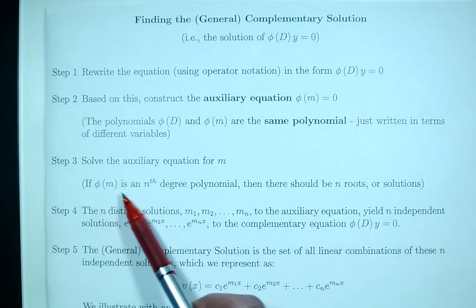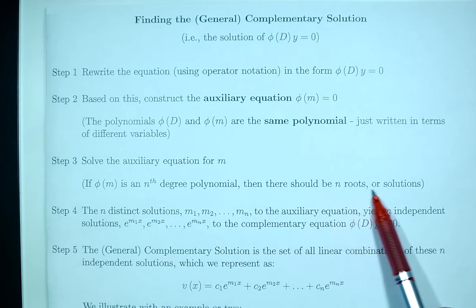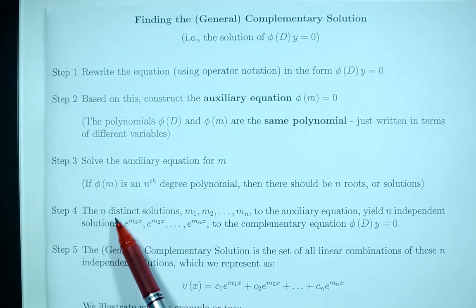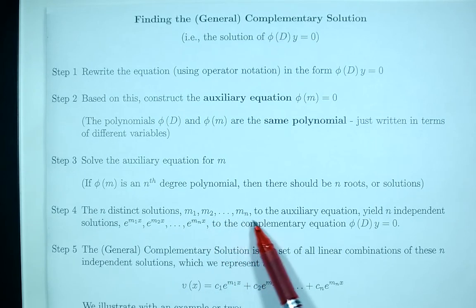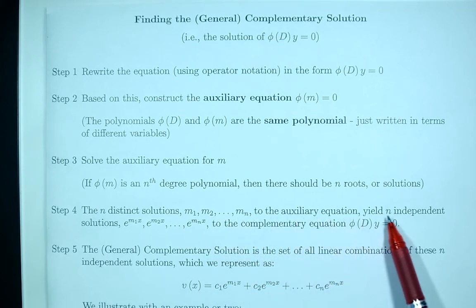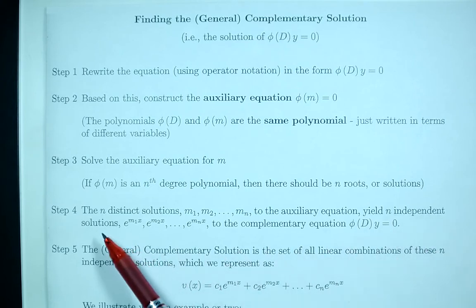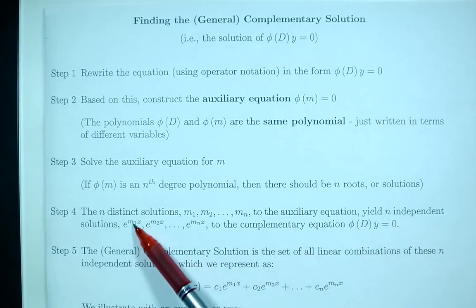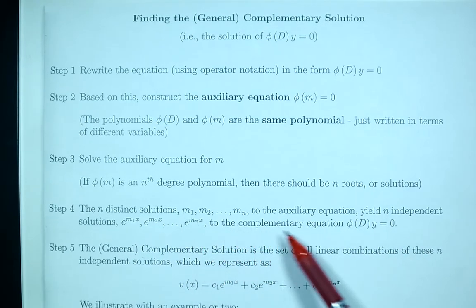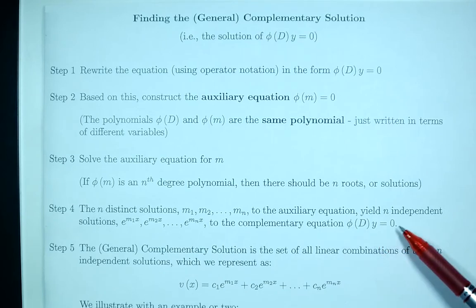Now, if phi of m is an nth degree polynomial, there should be n roots or solutions. So the n distinct solutions, m1, m2, up to mn, to the auxiliary equation yield n independent solutions: e to the m1 x, e to the m2 x, up to e to the m sub n x. So these are all independent solutions to the complementary equation phi of D y equals 0.